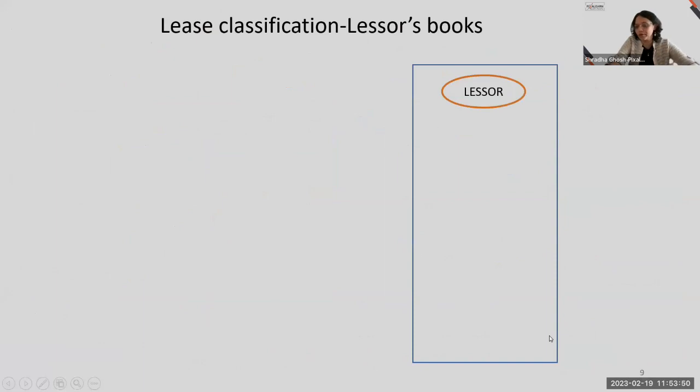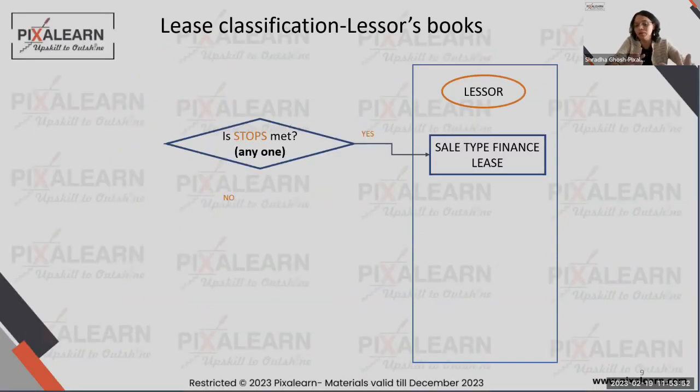Now, how about the lessor? Lessor, it's really simple. We say, have you met any of those 5 criteria? Was it a specialized asset? Is the title getting transferred? Is there an option for the purchase or the bargain purchase from the lessee's perspective?